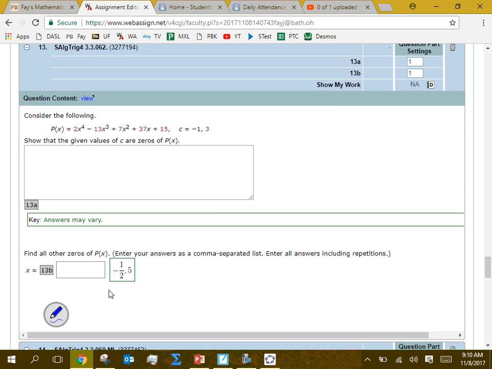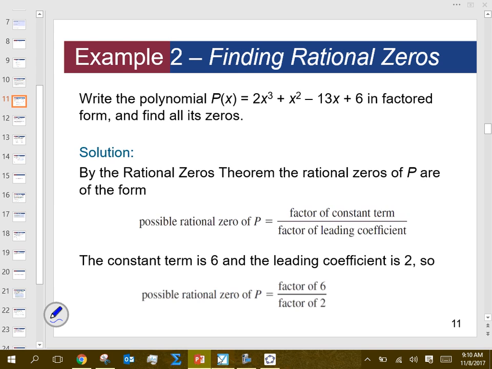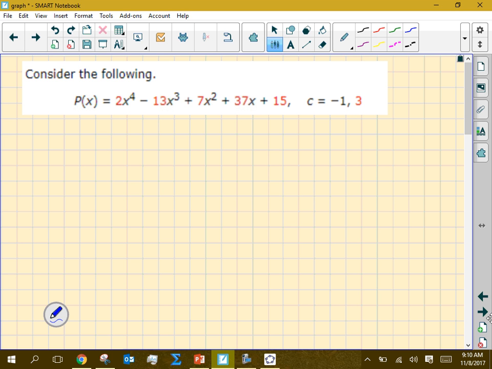It says find all other zeros. If you can find all the other zeros, then you've told me that you have shown that -1 and 3 are in fact zeros. Does that make sense? We'll go through this and kind of explain that in this question.